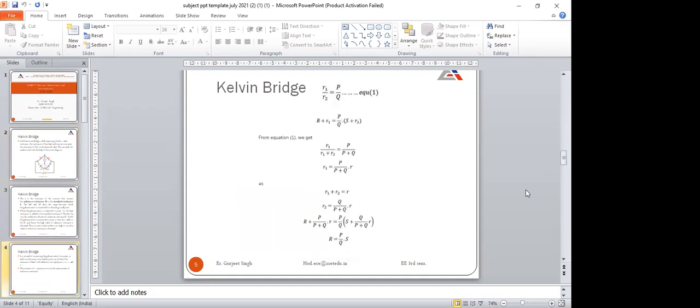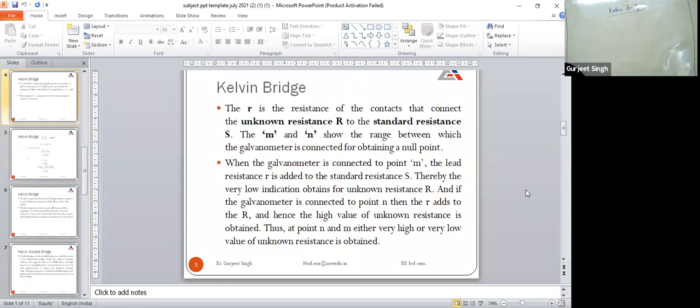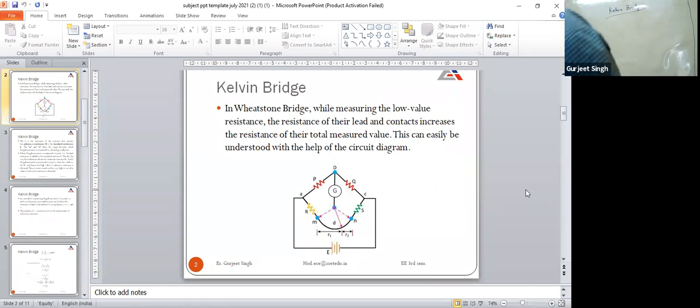So next we will solve the equation of this Kelvin bridge. To solve this equation of the Kelvin bridge, we will take the ratio of R1 and R2 equal to P upon Q. Again I am repeating, we will take the ratio of R1 and R2 equal to P upon Q, and we solve this equation according to the basics of the Wheatstone bridge. So I will solve this equation on the board.